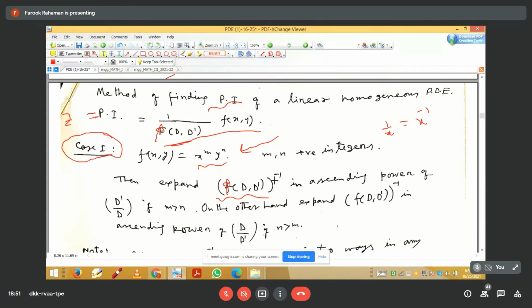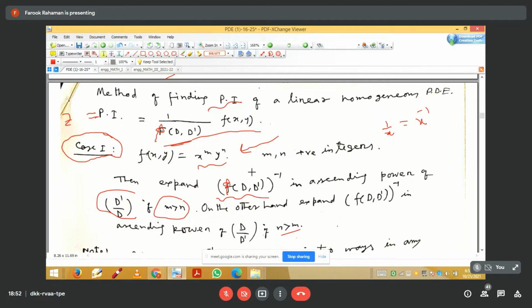Now let's expand this phi, that is the function of d and d dash, in this form. Expand in ascending order of d dash by d if m is greater than n, or in ascending order of d by d dash if n is greater than m. So either you expand phi in d dash by d order, or you expand in d by d dash order.